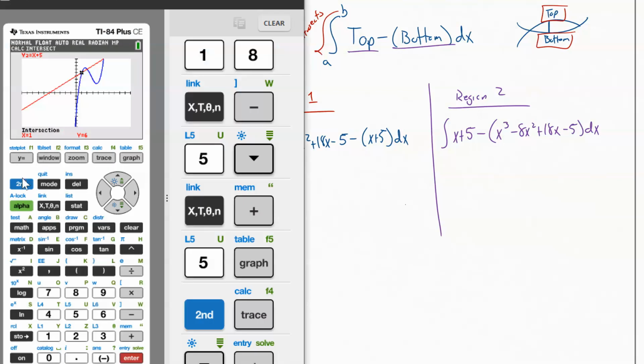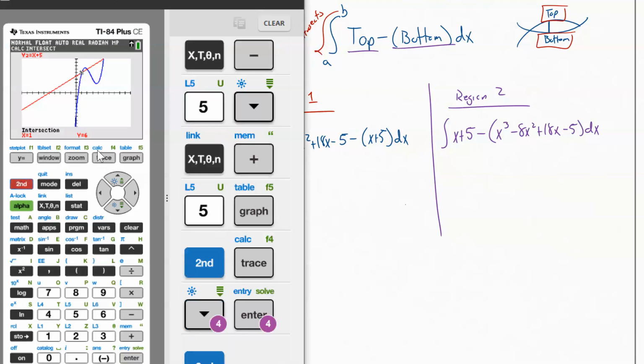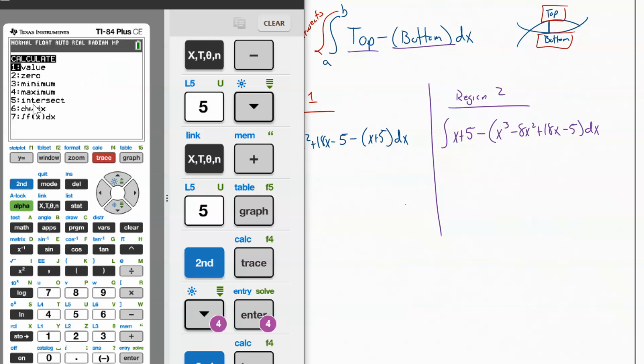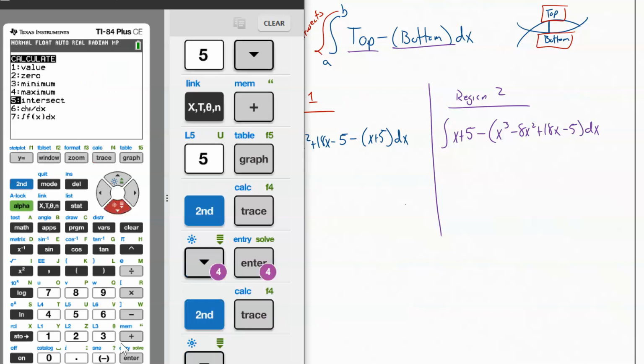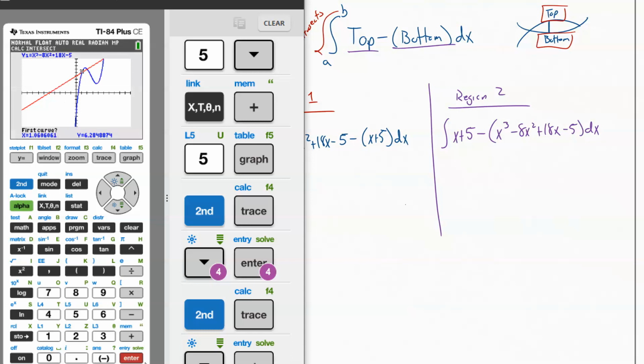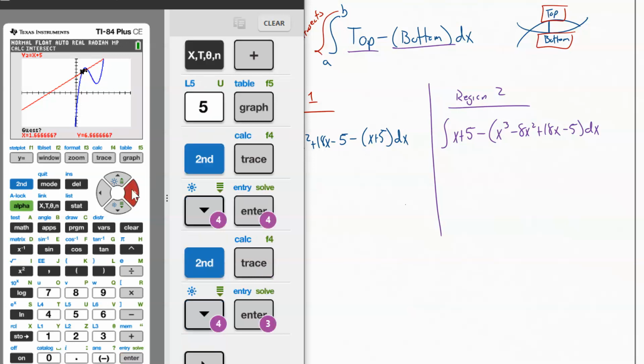We now go find that next intersect. So we start the process over again. You're going to hit second, and then calc, and then again choose that number 5 option, intersect, hit enter. It asks us for the first curve, we hit enter. It switches to the second curve automatically and says what's the second curve. We go ahead and hit enter on that. The guess again is the most important piece. We now want to guess closer to that middle intersect. So we scroll our cursor to the right so we're close to that middle intersect, and we hit enter a third and final time, and that gets us an intersection of x equals 2.